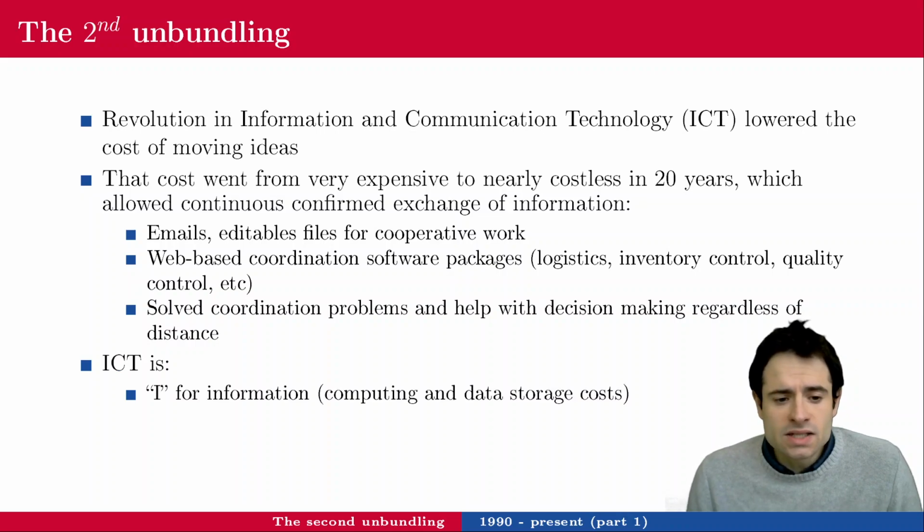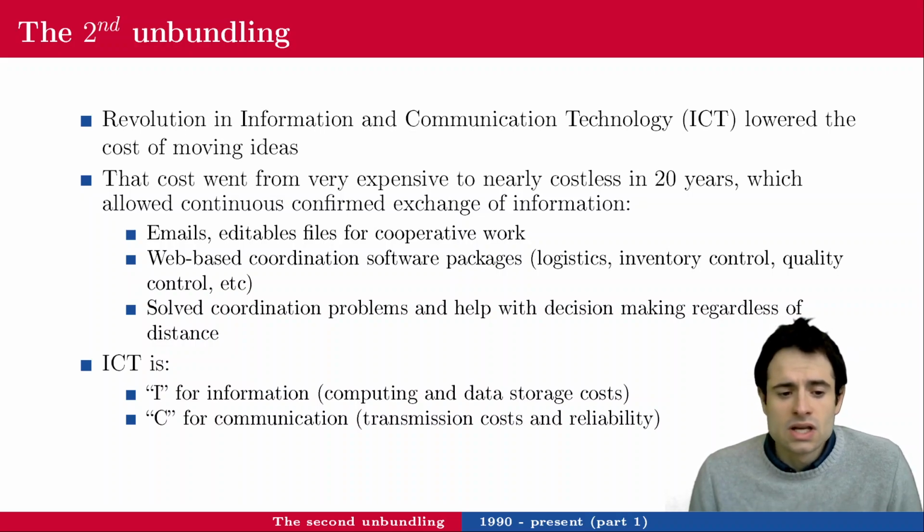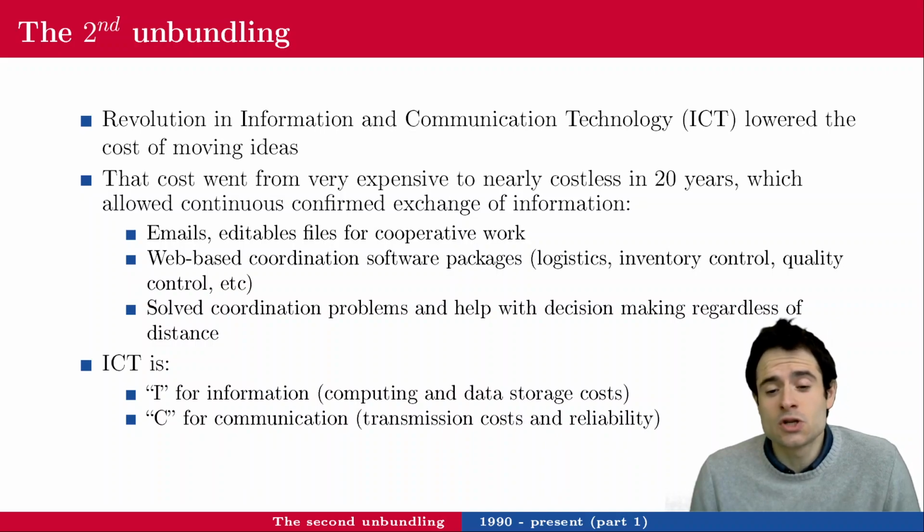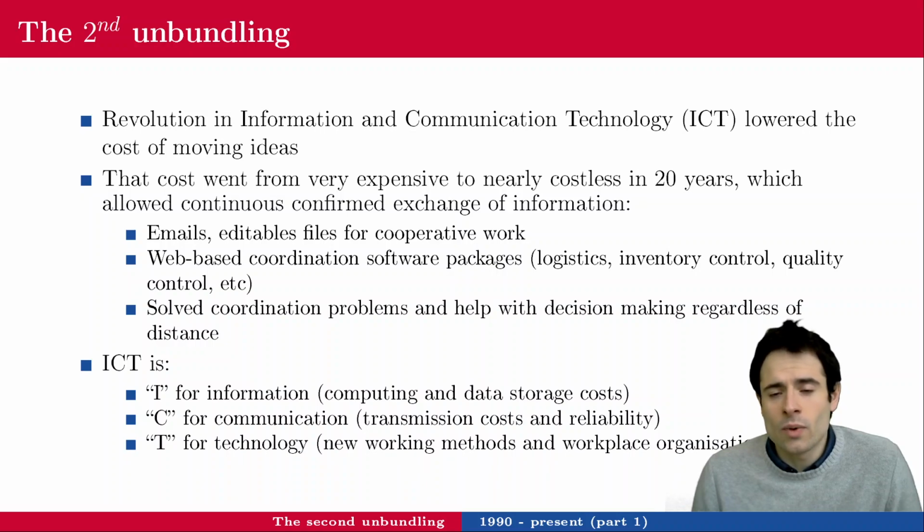So ICT is I for information, so that's related to computing and data storage costs. C for communication, so it's mostly transmission costs and reliability. And T for technology, so new working methods, new innovations, new processes, and new workplace organization.